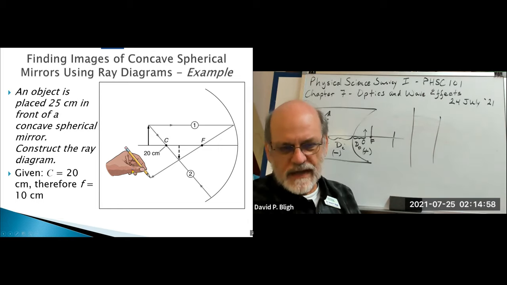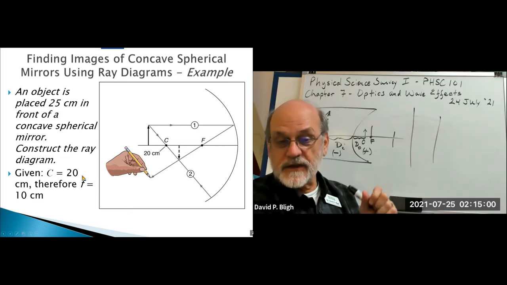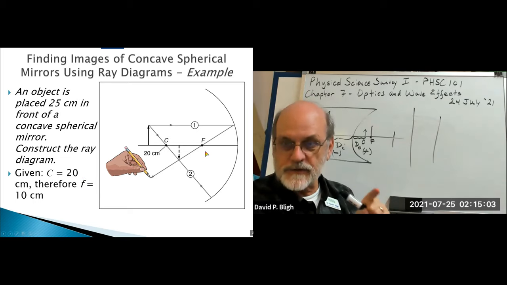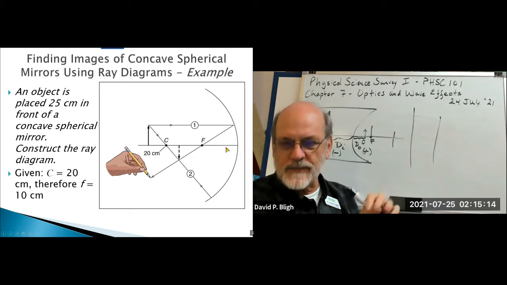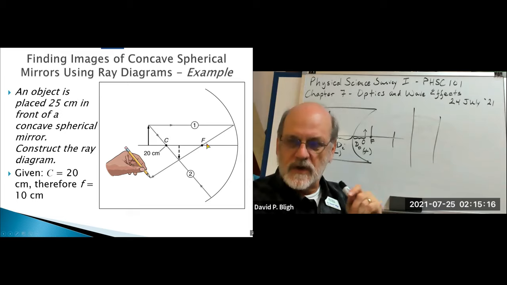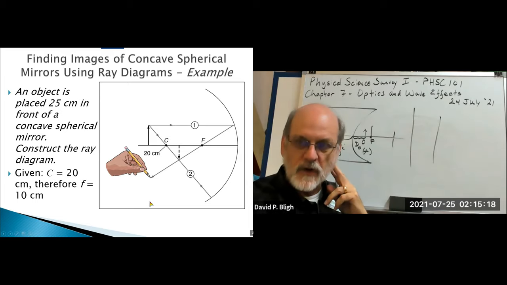Center of curvature is 20, yes. That means that the focal point is 10 centimeters for a spherical mirror. Remember we said that? The C is always 2 times F, or the distance to C is always 2 times the distance from the vertex to the focal point for a spherical mirror.